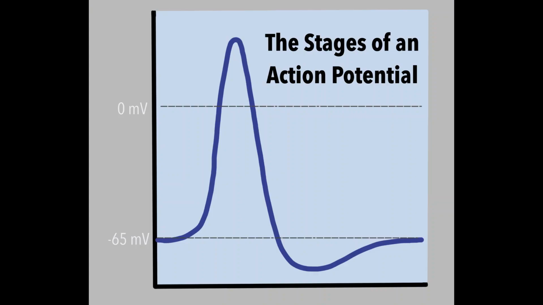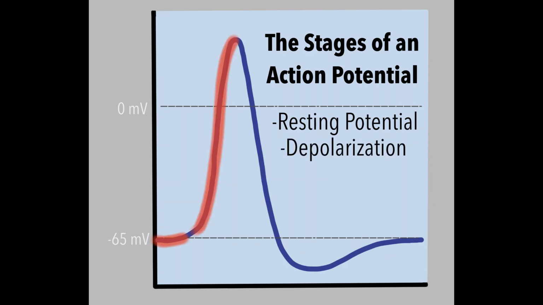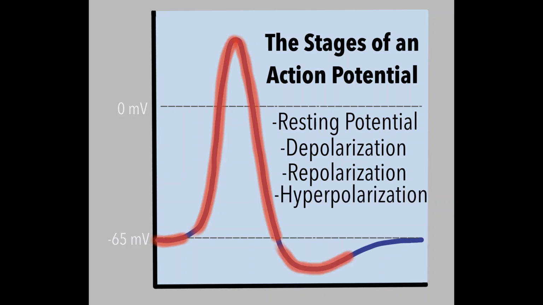Now let's move on to the stages of an action potential. We will start at the resting potential. This is when the cell is not signaling to other cells. Again, for the typical neuron, it will average at the charge of negative 65 millivolts. Once we get a signal that is strong enough to meet the threshold, we move into depolarization. This is when the cell is getting more positive. Once the cell reaches a certain charge, it's called an overshoot, and the cell will begin to repolarize, or get more negative again. After repolarization, the neuron will undershoot and become hyperpolarized. This means it goes more negative than the resting potential.